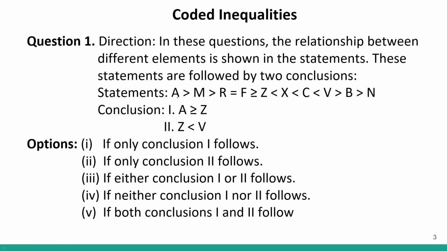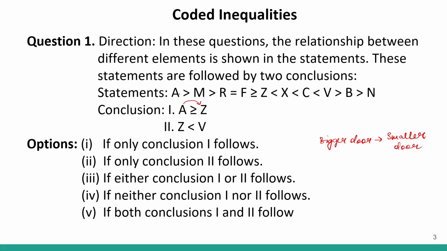Now, let us start by looking at the question. The statement says that this relationship between A, M, R, F, Z, X, all these different elements is given to us. Based on this, we have two conclusions and we have to determine whether these conclusions are true or not. Over here, I told you that we move from the direction of the bigger door to the smaller door, correct? This we discussed in the previous lecture. So we will do the exact same approach over here. The bigger door is towards A, so we will move from A towards Z, correct?